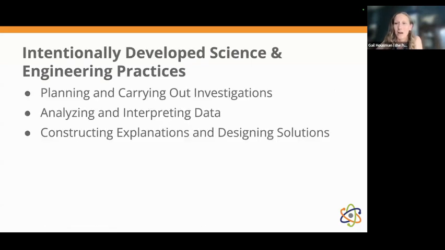Thanks. In this unit, we are focused on 3 science and engineering practices specifically that we are intentionally developing with kids. They are going to work really hard to plan and carry out investigations. They are going to analyze and interpret data, and they are going to not so much construct explanations, but definitely design solutions. As we said, this is the engineering focus there. They will use other practices as well, but those are the 3 that we are really focused on in this unit.